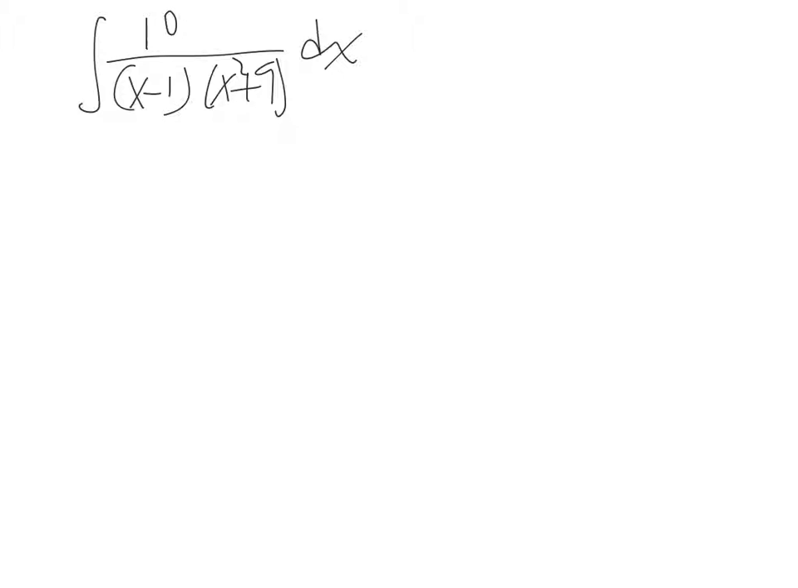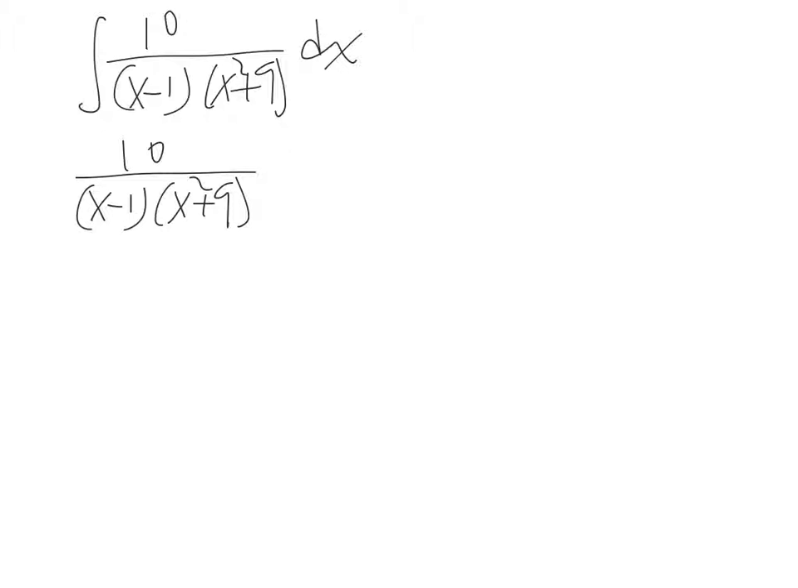In this video, we're going to look into integration by partial fractions through this example. We try to integrate this function 10 over x minus 1 times x squared plus 9. And the partial fractions method is used on rational functions only. A rational function is defined as the quotient between two polynomials.